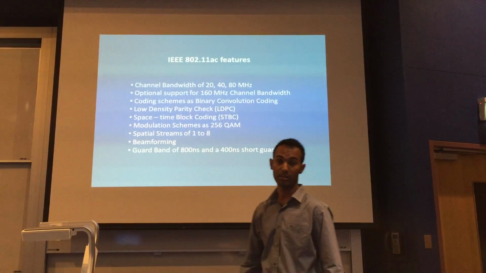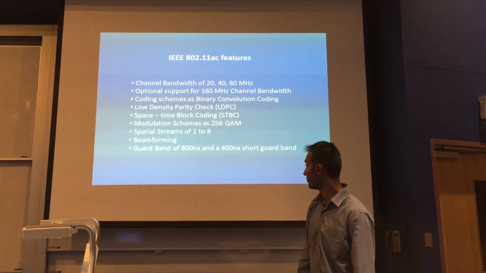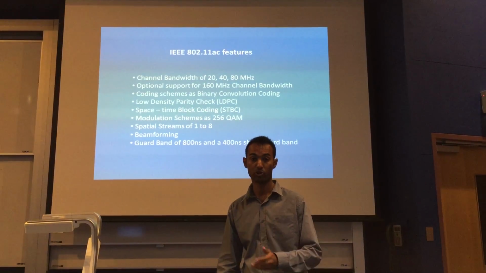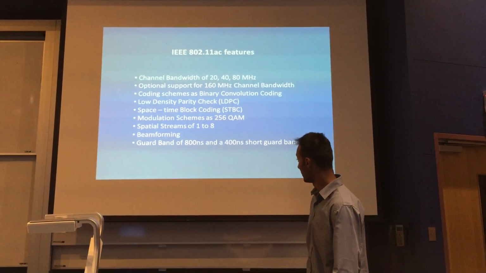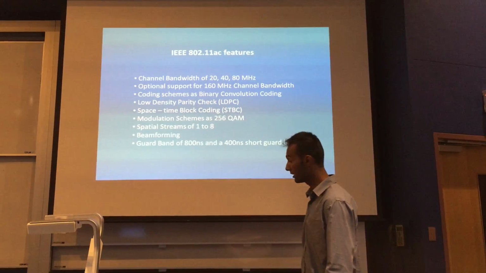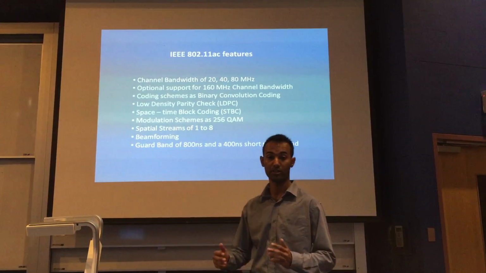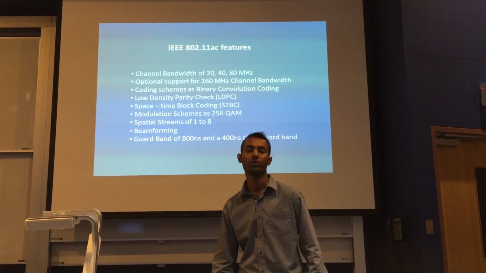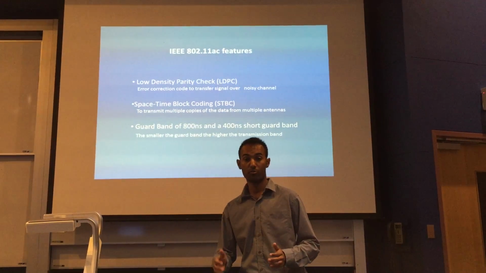What are the other important things in this standard? Low density parity check, space-time block coding, and the modulation scheme that is really important, 256 QAM, quadrature amplitude modulation. It supports up to 128 spatial streams. It also has a beamforming function, and it has a guard band of 800 nanoseconds and another guard band of 400 nanoseconds.